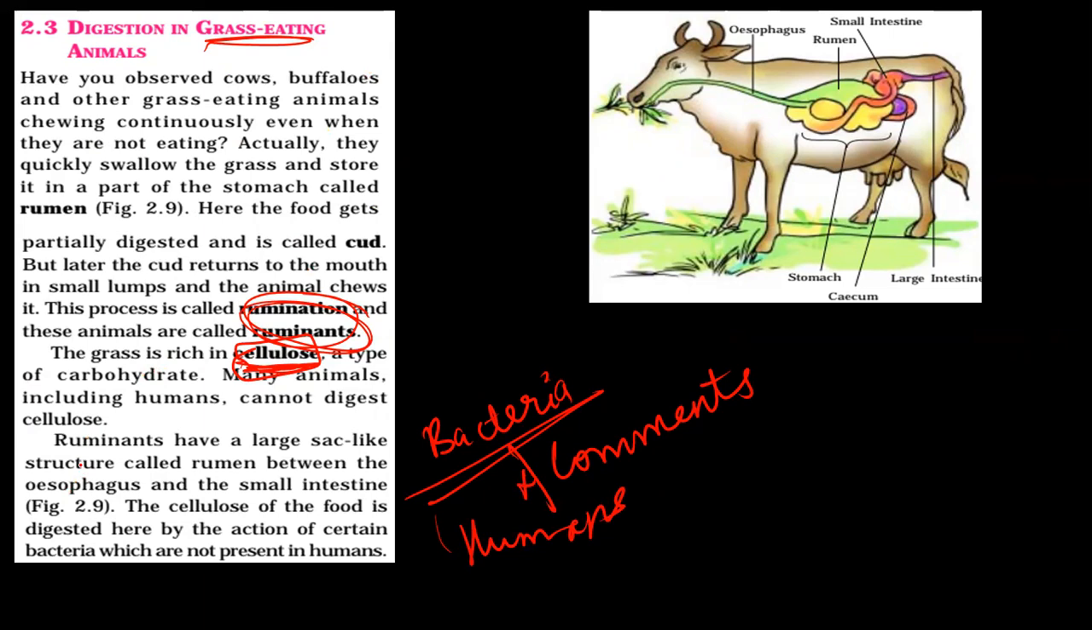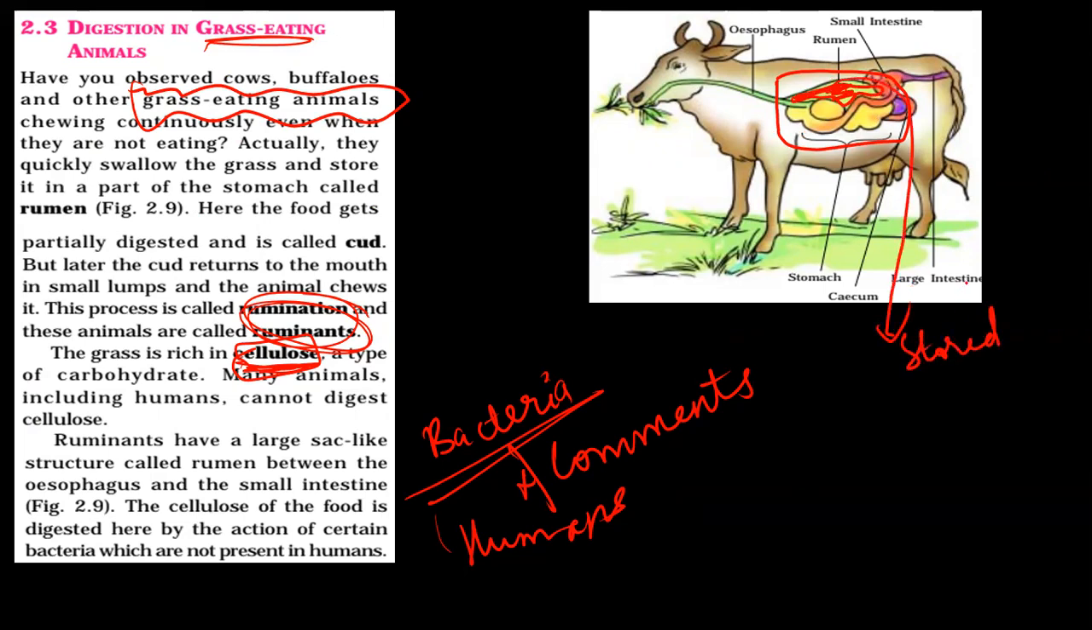But ruminants can eat grass and food rich in cellulose, and they have this bacteria which helps them digest. Cows, buffaloes and other grass eating animals chew continuously even when they're not eating. Why? Because they quickly swallow grass. They don't chew much, they just swallow, and it gets stored in a part of the stomach. This entire part is the stomach, but the rumen is just a part of it. It is stored in the rumen.